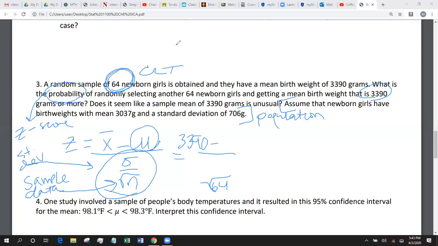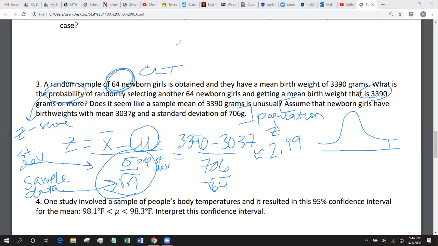Remember that mu is which value again? So we should be thinking here it's our population mean. And then our value for sigma, for the population standard deviation, 706. Once we calculate, we should have a value of about 2.99. And remember that that is our z-score.